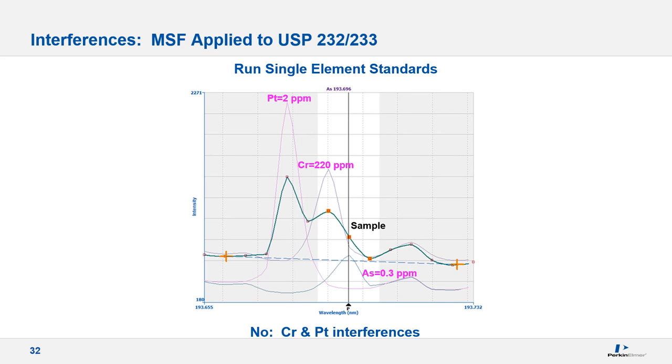When we run the single element standards and overlay them with the spectrum of the multi-element standard, we see that what we thought was the peak for arsenic is really due to chromium, with a slight contribution from platinum. When we run the arsenic standard by itself, we see that it appears where expected. However, the arsenic peak is completely obscured by the shoulder from the chromium peak. However, we can remove this interference by using MSF. Let's take a look at how an MSF model is set up in the software.